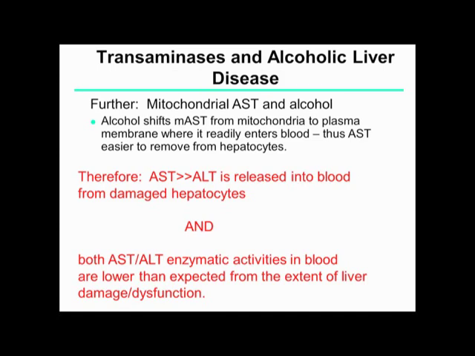And finally, there's also this twist about the mitochondrial AST. Alcohol shifts that off to the plasma membrane. It gets out into blood more easily. So when you have a patient who's drunk a lot of alcohol and has alcohol-induced liver injury, you have more AST than ALT released into blood from the damaged hepatocytes. Both of them, though, are not very enzymatically active.